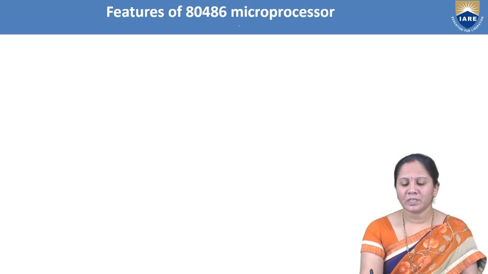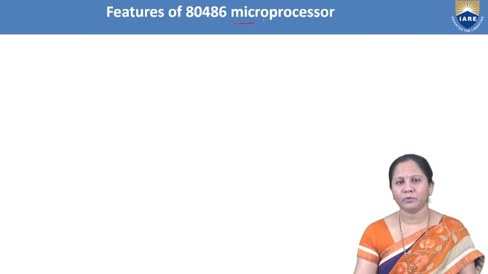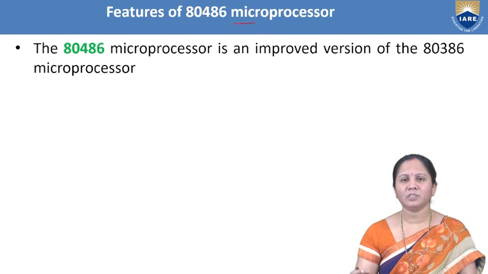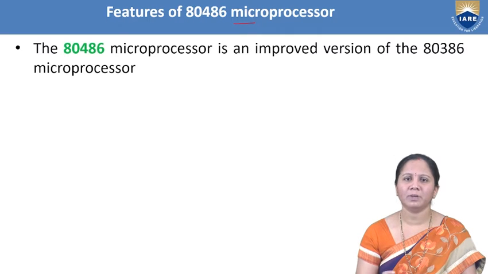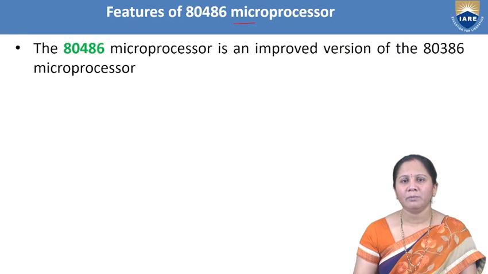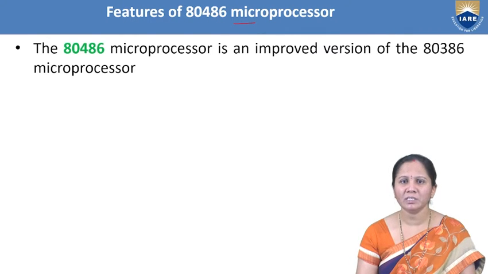Now, first coming to the features of the 80486 microprocessor. If we see the features of the 80486, some of them are advanced compared to the previous processors, that is, the 80386 and 80286, depending on the size of the data bus, address bus, memory, and also the architecture. All the advancements will be there in this 80486 compared to the previous processors. Here are some of the features of the 80486. The 80486 microprocessor is the improved version of the 80386 microprocessor.